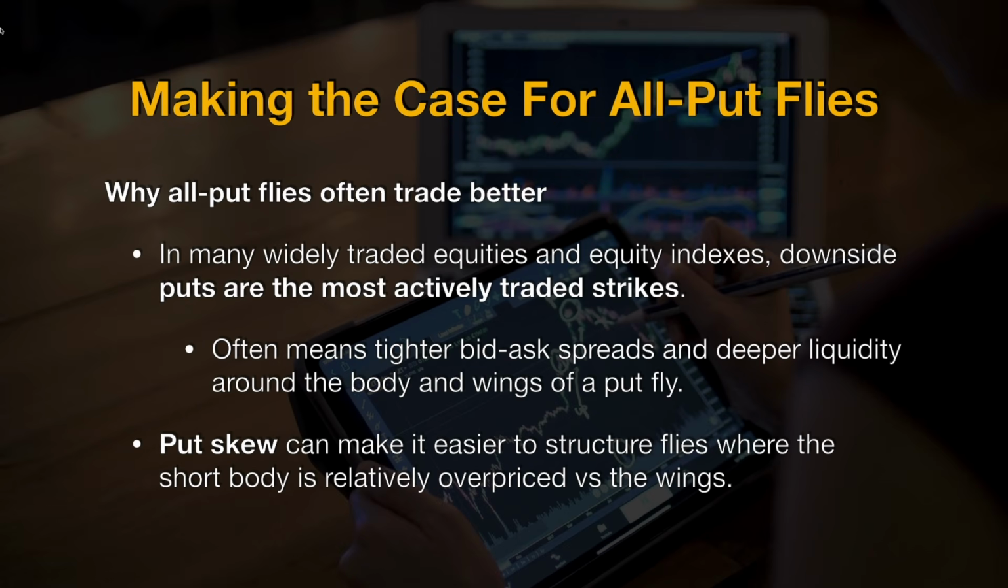So for the purposes of this discussion, we're going to focus on the equity side, and I want to make the case for building out these structures using all puts. So why do all put flies often trade better when we're talking about these butterfly structures? Well, in many widely traded equities and equity indices, downside puts are the most actively traded strikes. So this means that we have tighter bid-ask spreads and deeper liquidity around the body and the wings of the put fly. And in addition to that, put skew can make it easier to structure these flies where the short body is relatively overpriced versus the wings. And that's the whole point here of these structures, is to try to harvest this put skew.